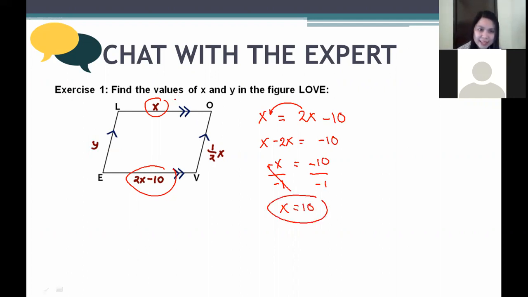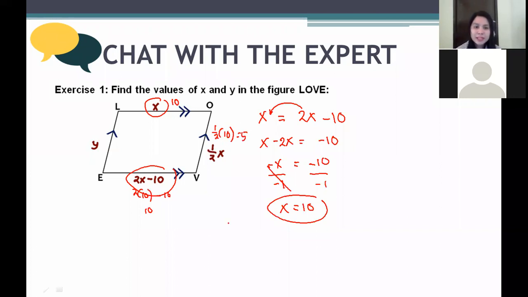It means this is 10, right? The other one, if you substitute it, 2 times 10 is 20 minus 10. It's also 10. So they are the same. So let's substitute here. 1/2 of 10 is 5.